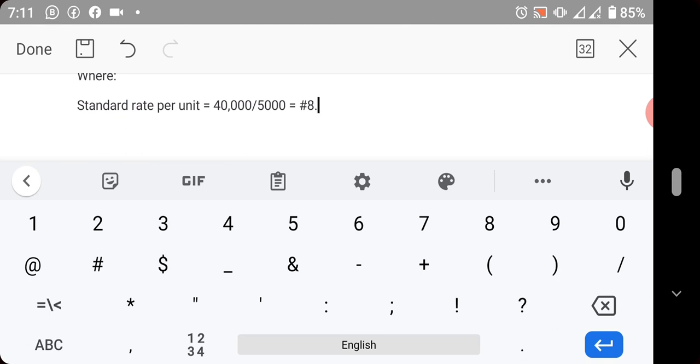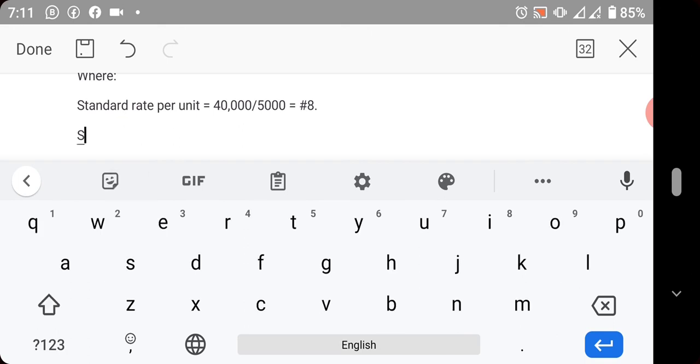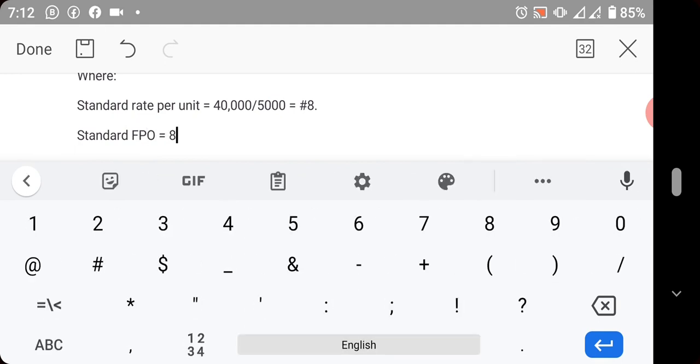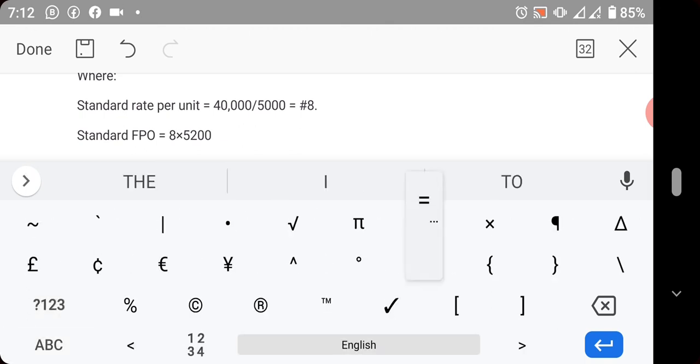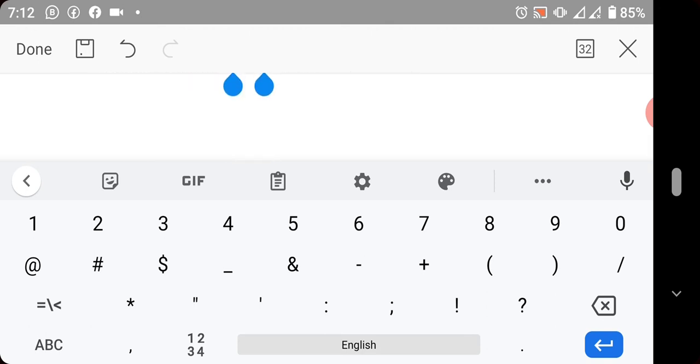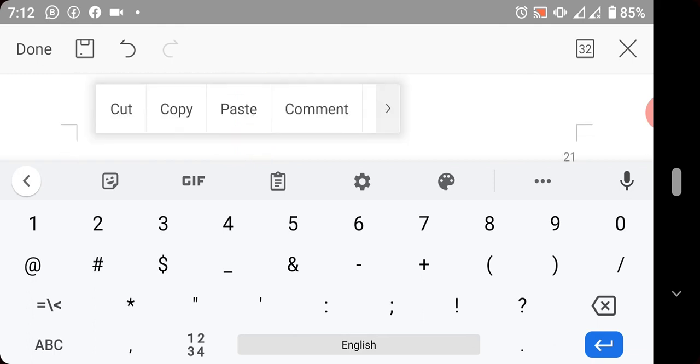So with this, we'll come down to now get your standard fixed production overhead. It will now be equal to 8 naira. Since it is with standard, you multiply it by actual units produced, which is 5,200. This will give us 41,600 that we used above. So it is important that you master this. I just wanted us to do it together, so you will master what we are doing.